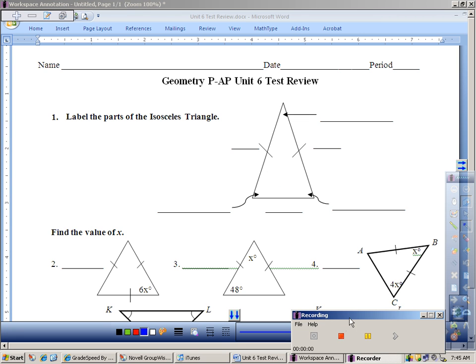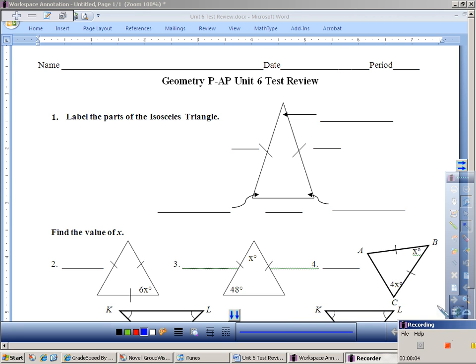Okay, the Unit 6 test review. This is all about triangle congruence. Remember, we learned an isosceles triangle, labeling the parts. The two congruent legs are called the legs, and the odd man out is the base.